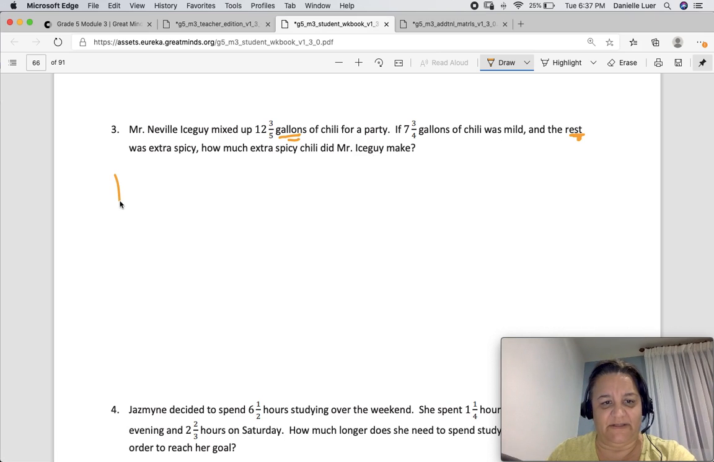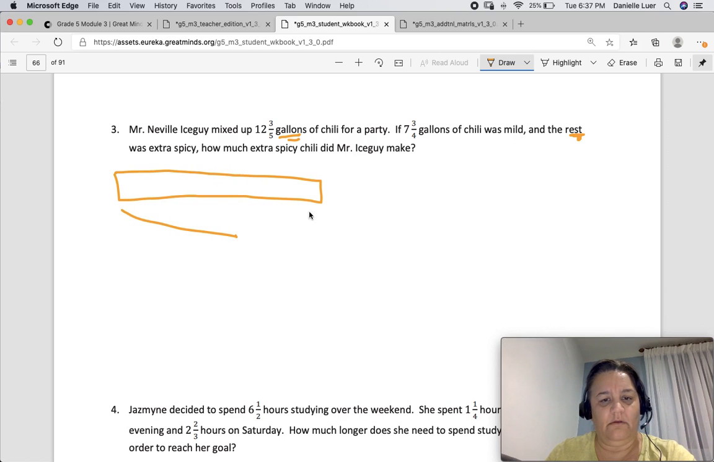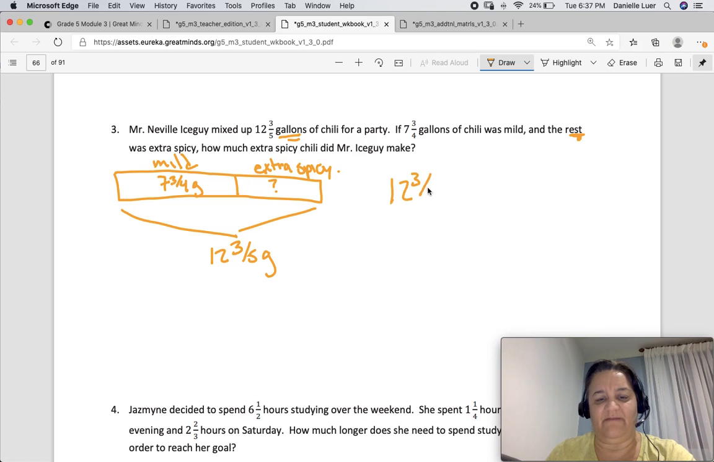Okay, let's draw a picture first. He mixed up 12 3/5 of a gallon. And if 7 3/4 of that gallon were mild, how much was extra spicy? Yum. I like spicy food. How much extra spicy chili did Mr. Ice Guy make? So this is a subtraction problem. 12 3/5 minus 7 3/4 equals how many gallons?